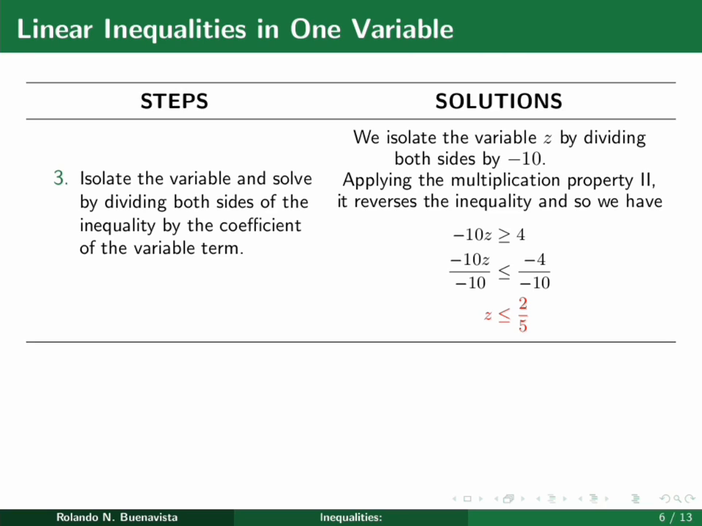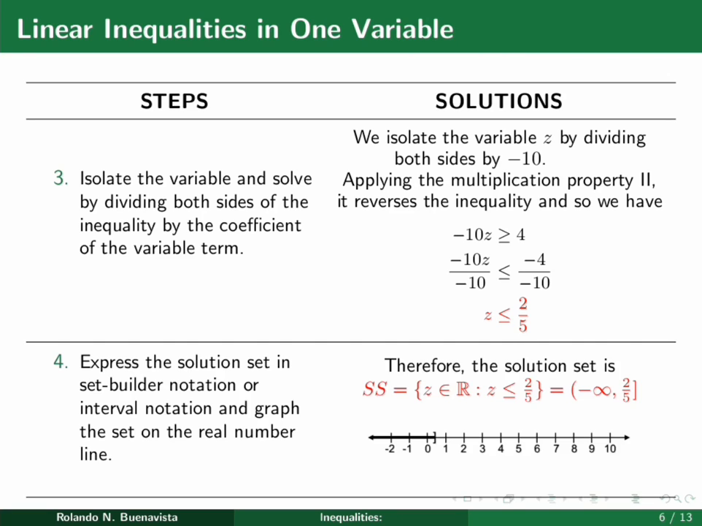In this particular example, we have negative 10z over negative 10 less than or equal to negative 4 over negative 10. Simplifying, we obtain the solution set of our given inequality, and that is z less than or equal to 2 over 5. So the final step is to express the solution set in set builder notation or interval notation and graph the set on the real number line.